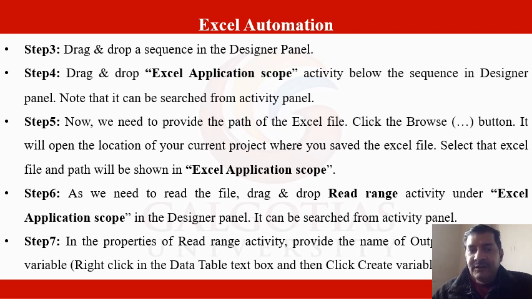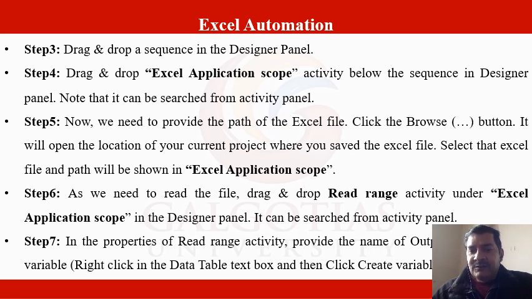Output variable means, first of all, the primary requirement is that you must have the Excel file. Second, you will provide the path of that particular Excel file into the application. Next, you will use the read range activity under the Excel application scope within the designer panel, and finally you will provide a range in the property of the read range. You will provide the output variable.